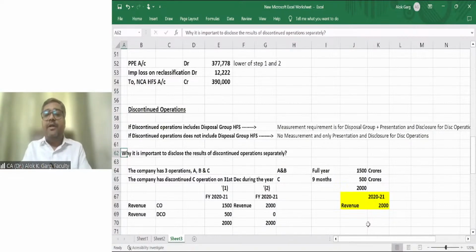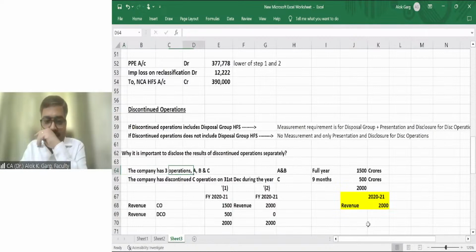Why is it important to disclose the result of discontinued operations separately? I'm giving you a scenario and then you will understand this. The company has three major products, A, B, and C. A and B were sold for the full year, and they generated a revenue of 1500 crore.